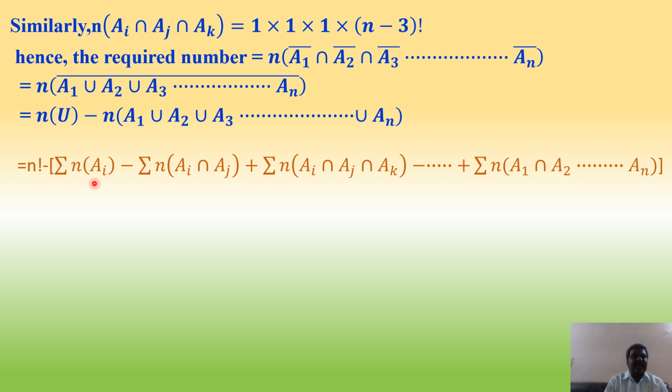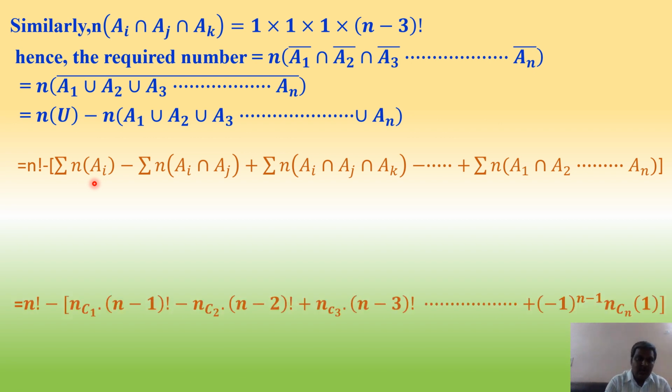Once you define the set, don't forget what Ai is. Ai is the set which contains all the distributions such that the ith letter goes to its correct envelope. How many ways can this be done? 1 into n minus 1 factorial. For the first letter, 1 into n minus 1 factorial. For the second letter, 1 into n minus 1 factorial, and so on. So in this manner, we can get it like this.